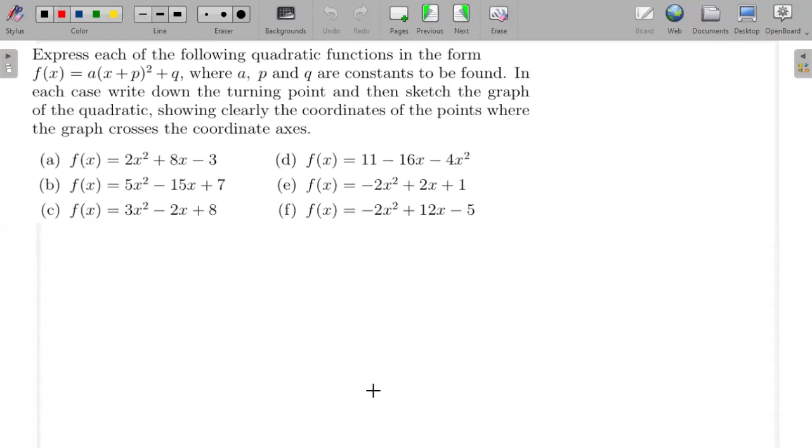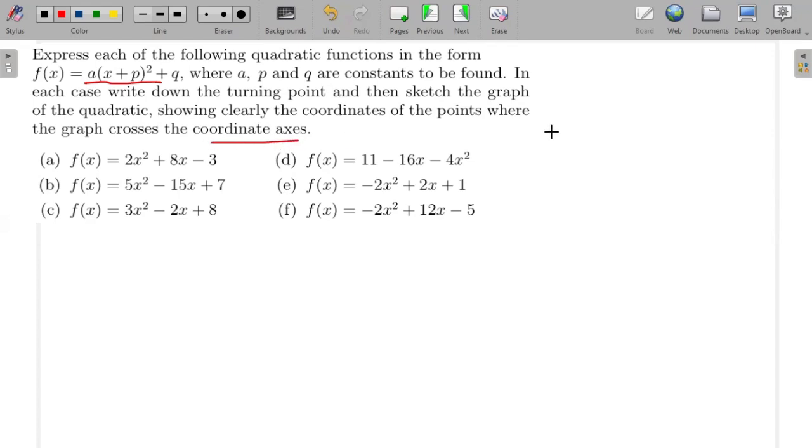Okay, so now let's look at more questions on how we can graph quadratic equations using completing the square. Here the question is saying: express each of the following quadratic functions in the form a(x + p)² + q, where a, p, and q are constants to be found. In each case, write down the turning point and then sketch the graph of the quadratic, showing clearly the coordinates of the points where the graph crosses the coordinate axis.